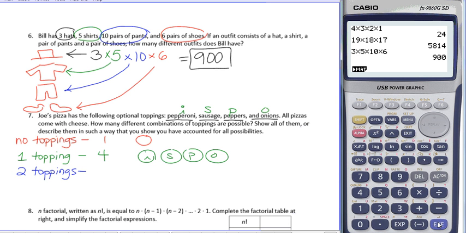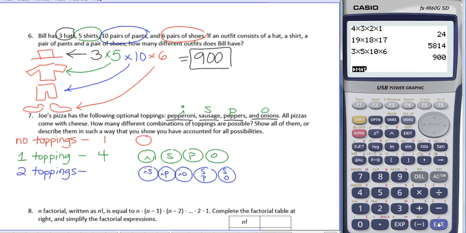Okay, I'm going to have more things here because I can have my pepperoni and sausage, or I can have my pepperoni and peppers, or I can have my pepperoni and onions. Okay, now what if I don't have pepperonis? What if I start with sausage? I could have sausage with pepperoni, or I could have sausage with onions.